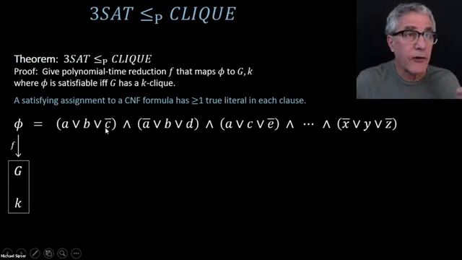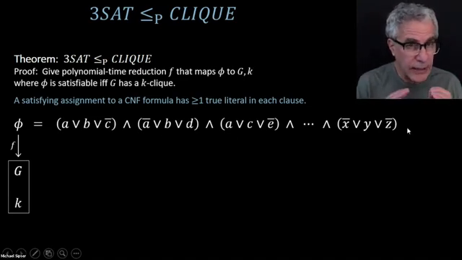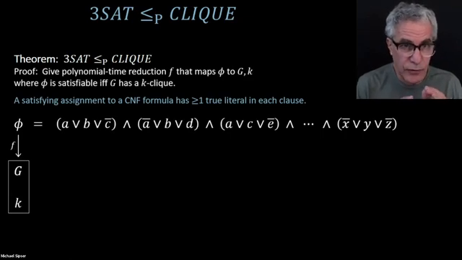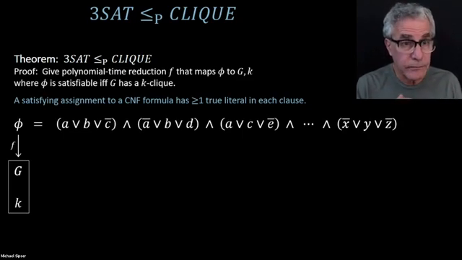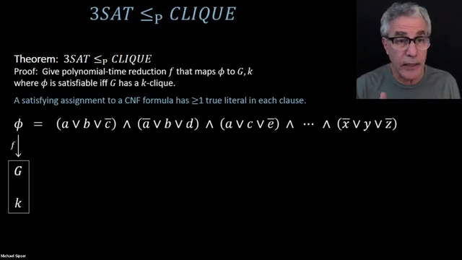I know some of you are going to be chafing at why I am going so slowly, but I want to make sure that we're all together in understanding what the rules of the game are and what we're trying to do. We're trying to convert this formula into a graph and a number. So my job in this reduction is to exhibit that graph. I'm going to do that in two steps. First, I'm going to tell you what the nodes of the graph are. Then I'll tell you what the edges are. Finally, I'll tell you what the number k is.